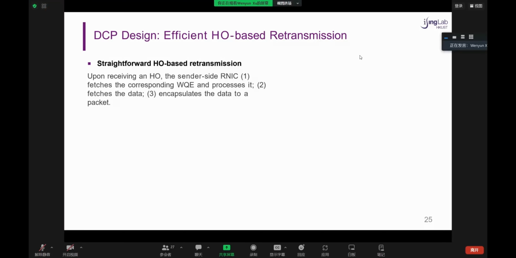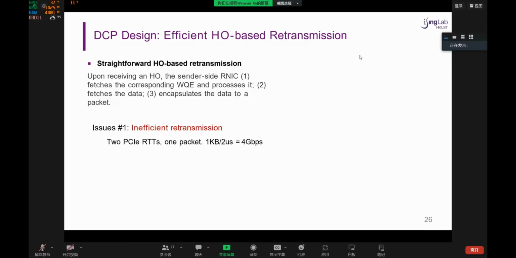Then I want to talk about how DCP can utilize the HO packet for loss recovery. Let's first consider a straightforward HO-based retransmission solution. Upon receiving an HO, the sender side RNIC fetches the corresponding WQE and processes it, then fetches the data and finally encapsulates the data into a packet. This idea is simple to come up with, but it has two issues. The first issue is inefficient retransmission. It requires 2 PCIe RTTs to finish a single packet, which is quite inefficient.